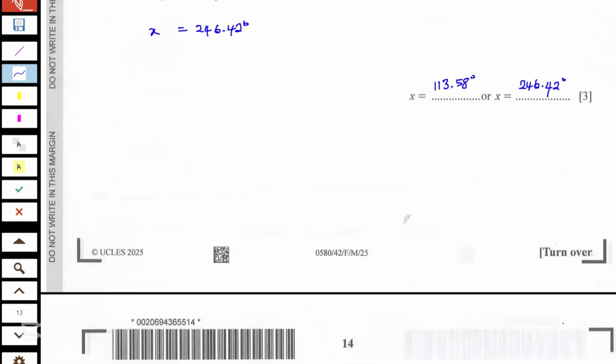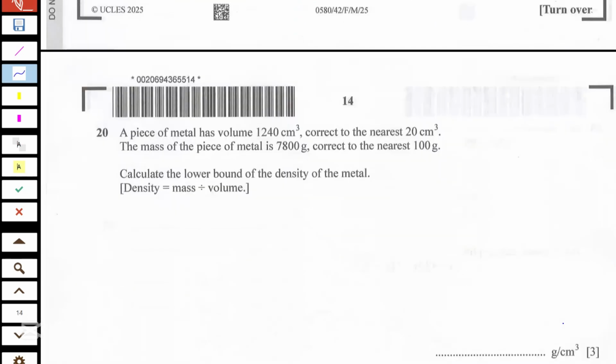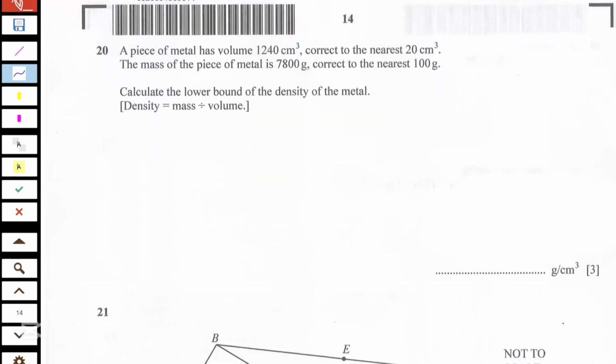So the next question here, we have question 20. A piece of metal has a volume of 1,240 centimeter cube, correct to the nearest 20 centimeter cube. The mass of the piece of metal is 7,800 grams, correct to the nearest 100 grams. Calculate the lower bound of the density of the metal. Density is equal to mass over volume. So the formula for calculating density is mass over volume.